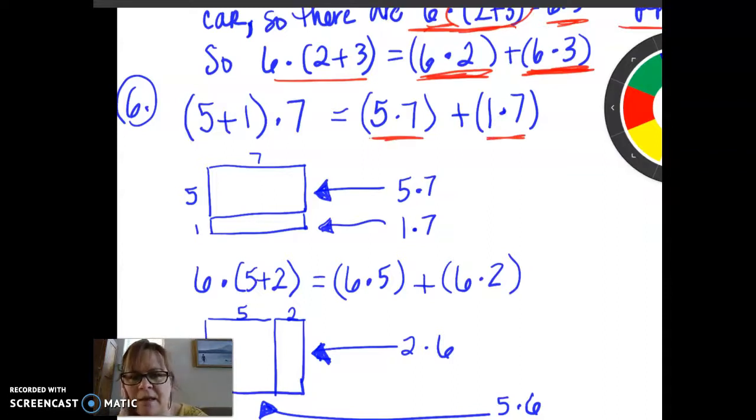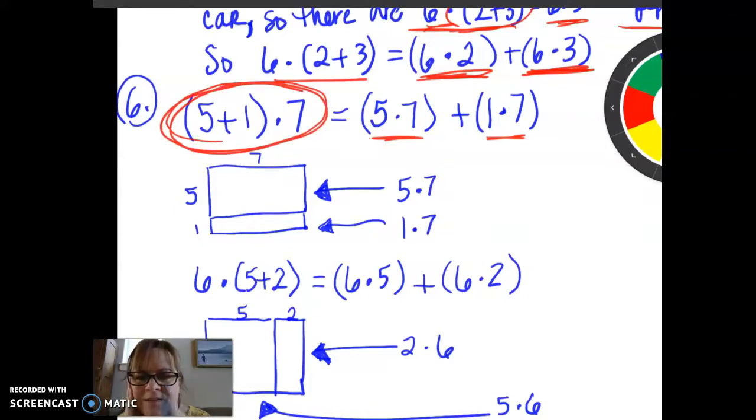So I like to think of, when I read this with my students, I say groups of, so I'm always leaning on our definition of multiplication. So I would read that with them as 7 groups of 5 plus 1. So we have 7 groups of 5 plus 1. Here, this section, we have 7 groups of 5. And in this section here, we have 7 groups of 1. Or we could look at it as 1 times 7, 5 times 7.